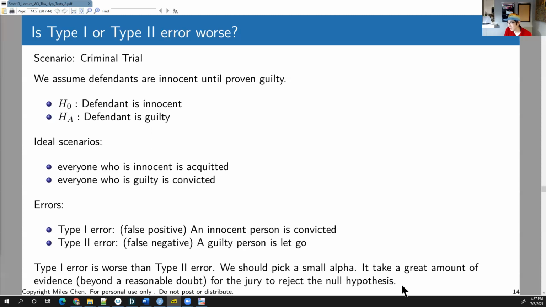Alpha equal to 0 means that you will never reject the null hypothesis. You will never reject the null hypothesis. You will always say, we don't have enough evidence to reject the null hypothesis if you have alpha equal to 0.